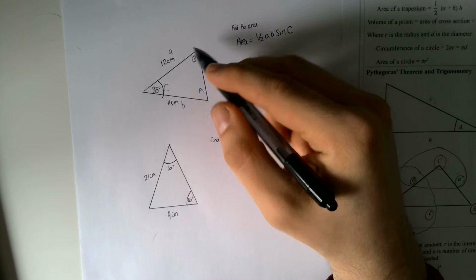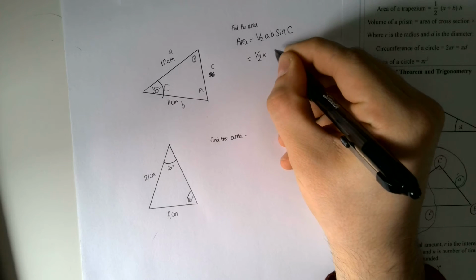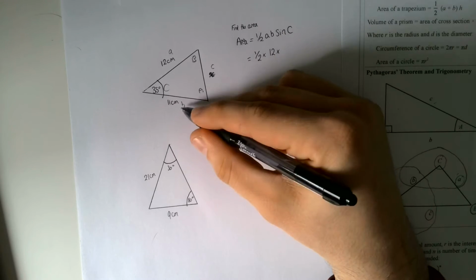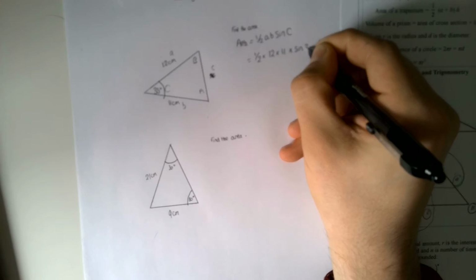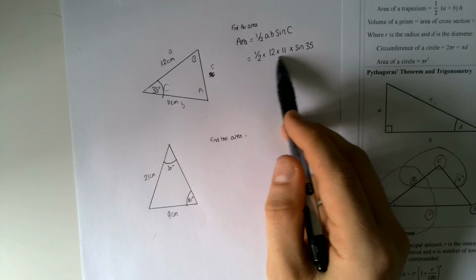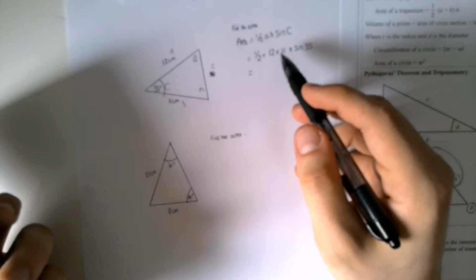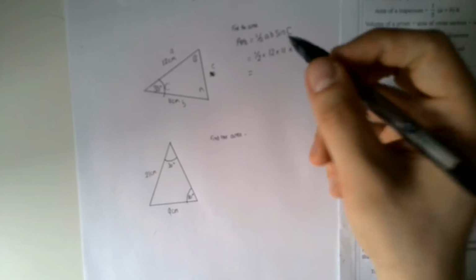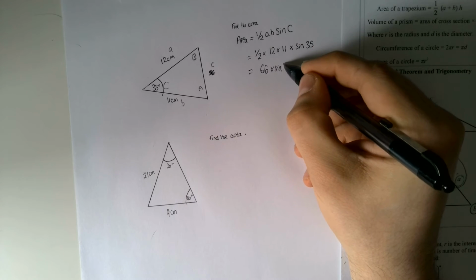So I'm just going to sub in the values I've got of A, B and capital C. So that is 1/2 times A, which is 12, times B, which is 11, times sine 35. So if you're feeling confident, you can type that in exactly as it is. However, I like to try and evaluate it as much as I can. I don't want to do loads of multiplications at the start. So if I work out what 1/2 times 12 times 11 is, you can do it on a calculator or you can do it mentally. 1/2 times 12 is 6, times 11 is 66. So my area is 66 times sine 35.